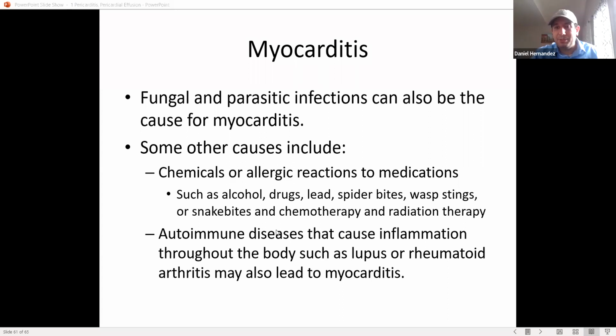That's why patients that have these autoimmune diseases are really suffering, because it affects multiple systems in their body. So patients with lupus or rheumatoid arthritis can also develop myocarditis.